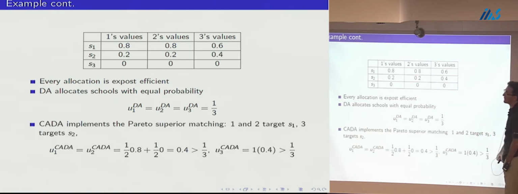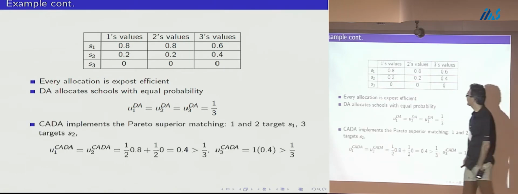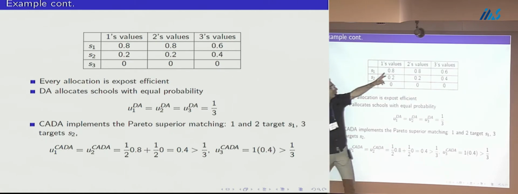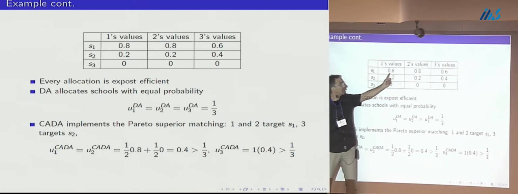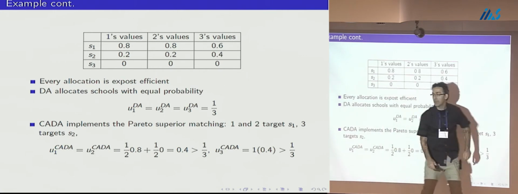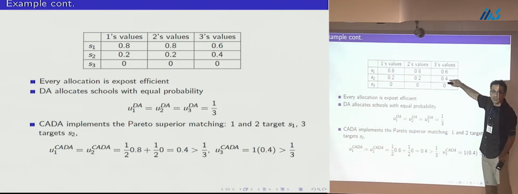Under CADA, what's going to happen? Each student is going to target one of those schools. There's no point of targeting your last choice. You are going to target either school 1 or school 2. If you are student 1 or 2, you would prefer to target school 1 because it's important for you to get into your first choice. If you are student 3, you have a reasonable second choice.